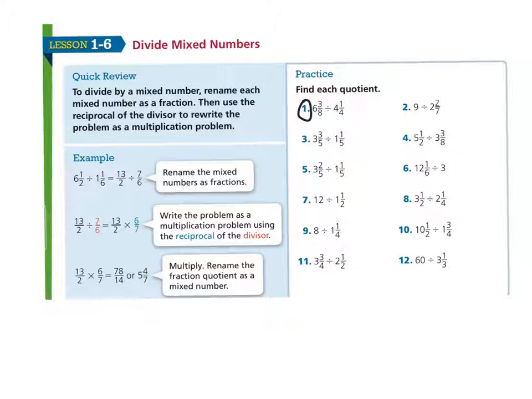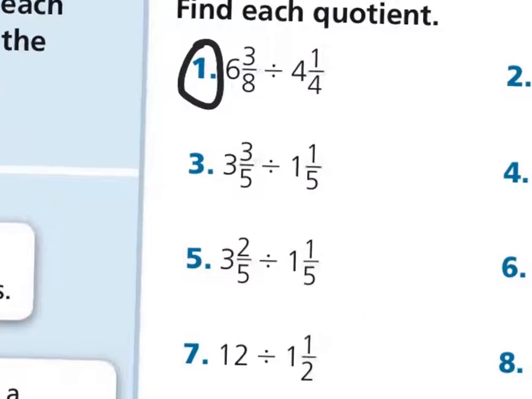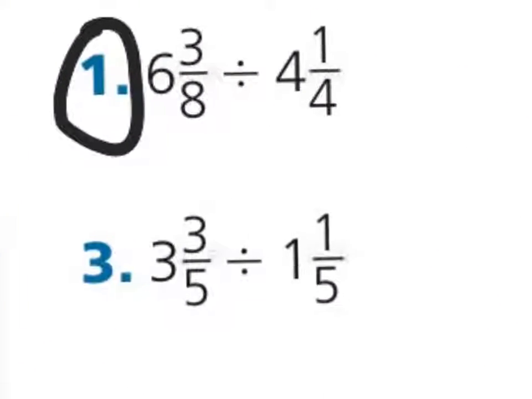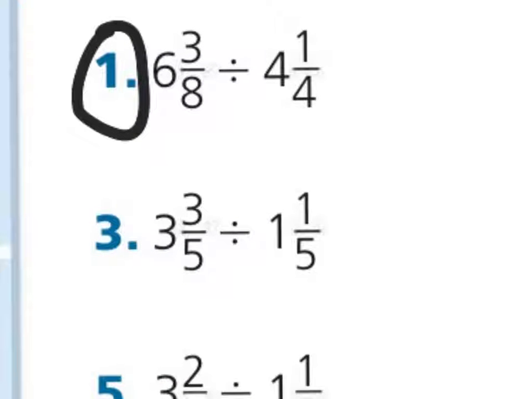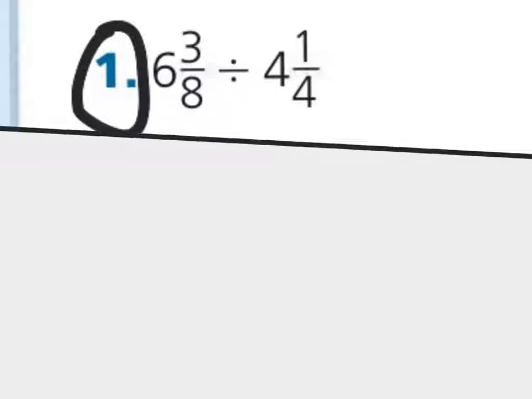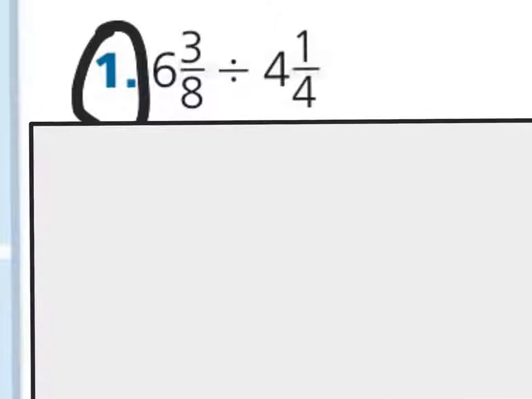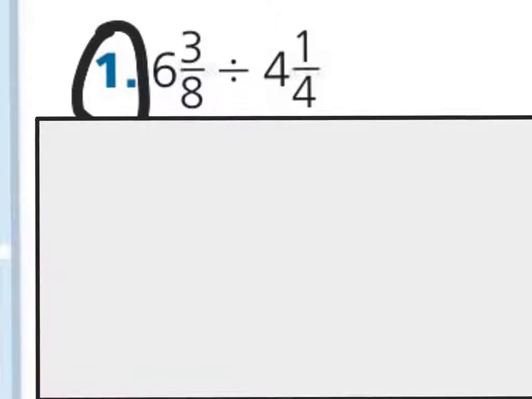Lesson 6 was on dividing mixed numbers. So if we look at number 1, 6 3/8 divided by 4 1/4. So just remember on these problems, we got to take our time with what we're doing. Otherwise, we will make mistakes here. We have to change to improper fractions first, then separate step, keep, change, reciprocal.